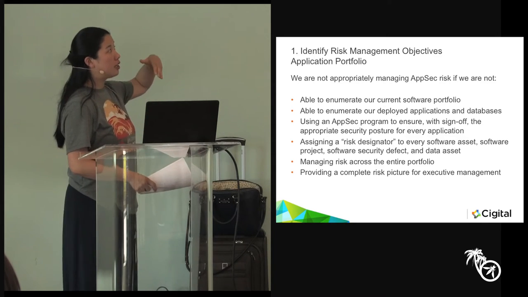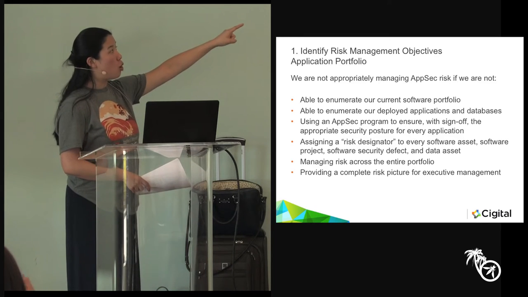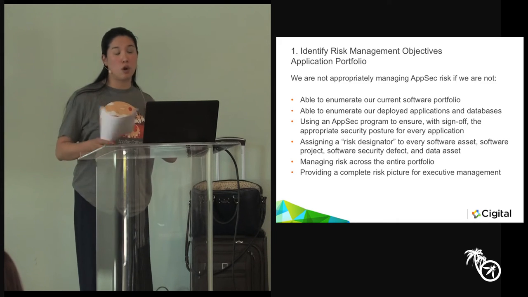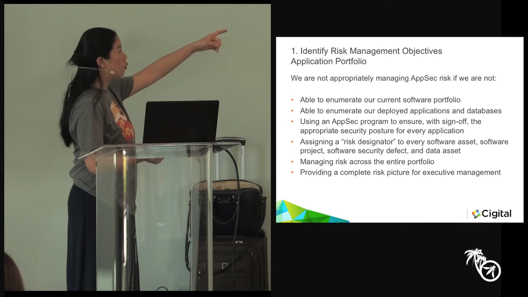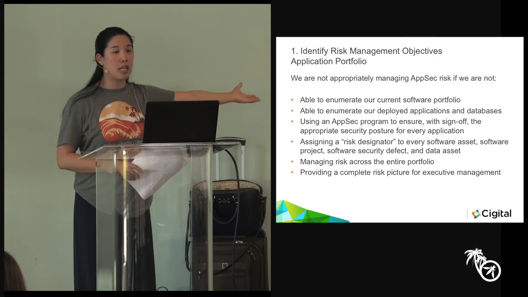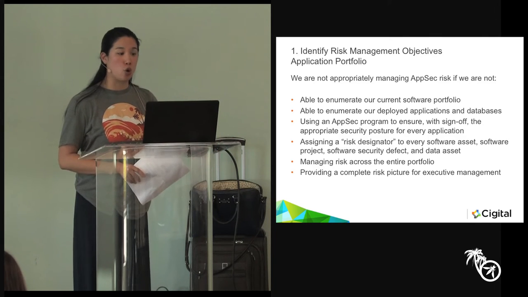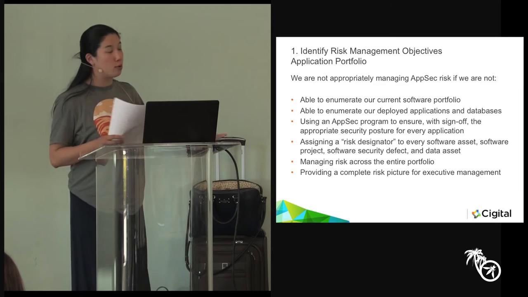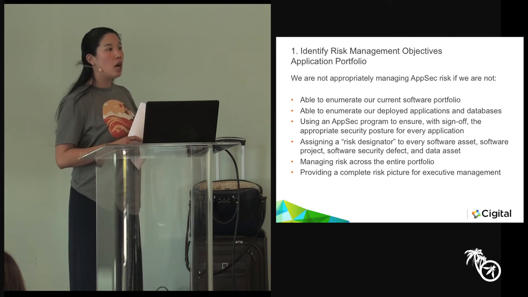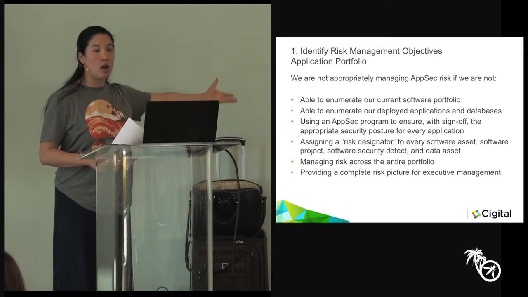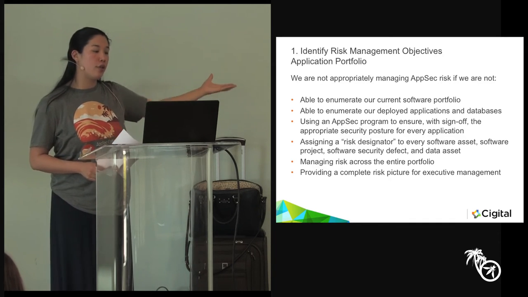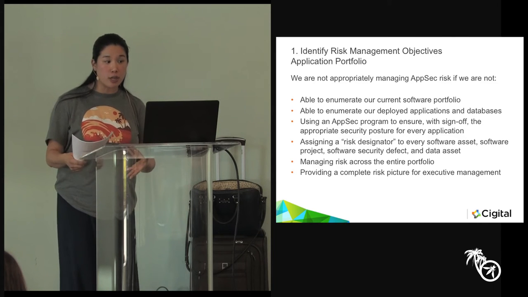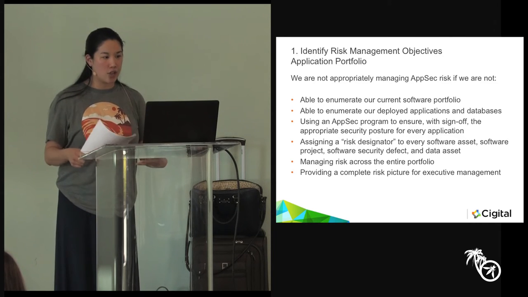But this says, if we're going to do risk management, then maybe we should know all the software in our portfolio. Maybe that includes open source software. Maybe we should be able to enumerate our applications and our databases, and maybe that includes knowing where all the sensitive information is stored or processed. Maybe we should make sure that we know what the appropriate security posture is for every application. Maybe we should, for every software asset, have a risk ranking assigned. For every software project, have an impact rating assigned. For every software security defect, have a severity rating assigned. For every data asset, have a classification assigned.